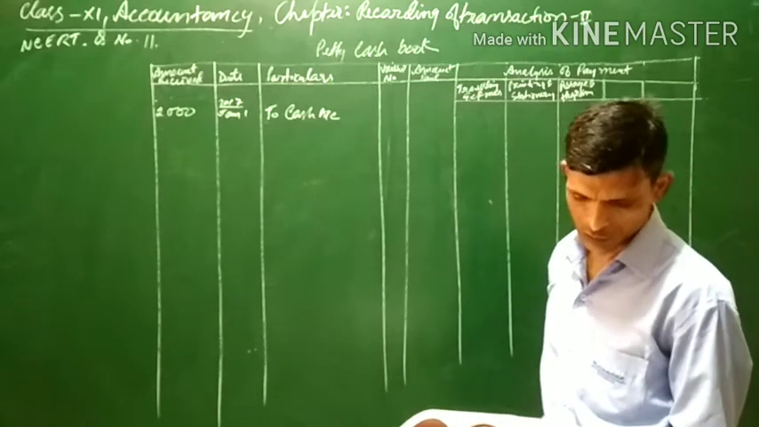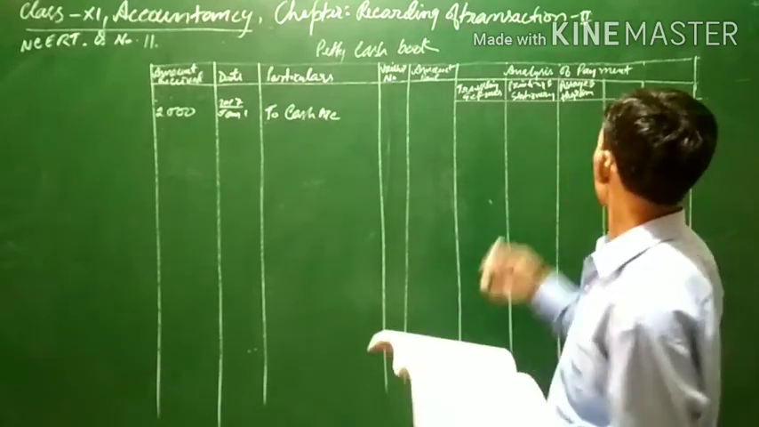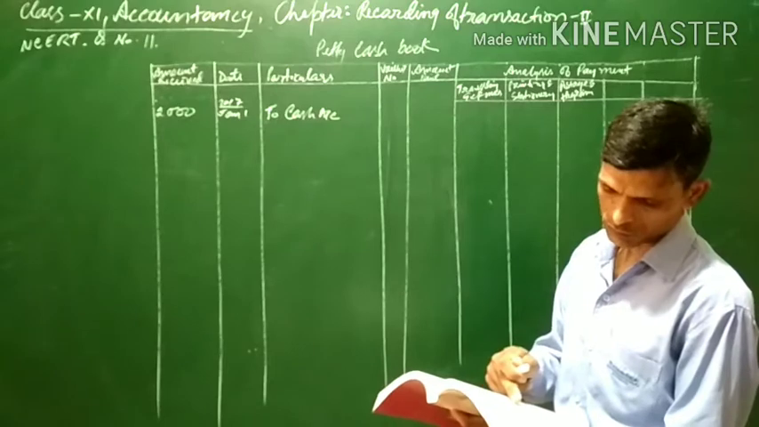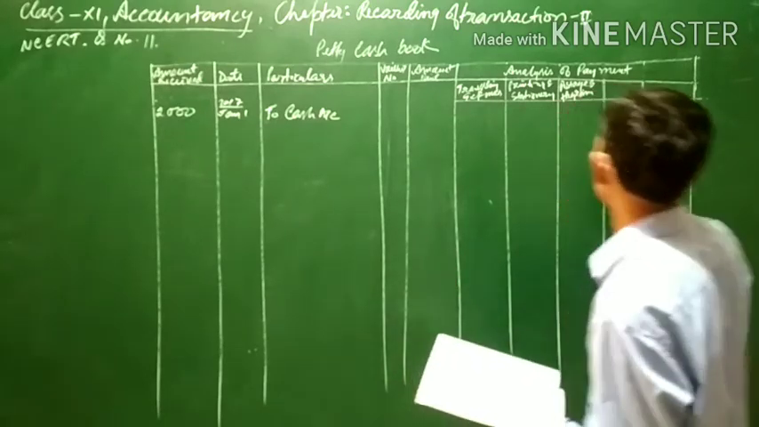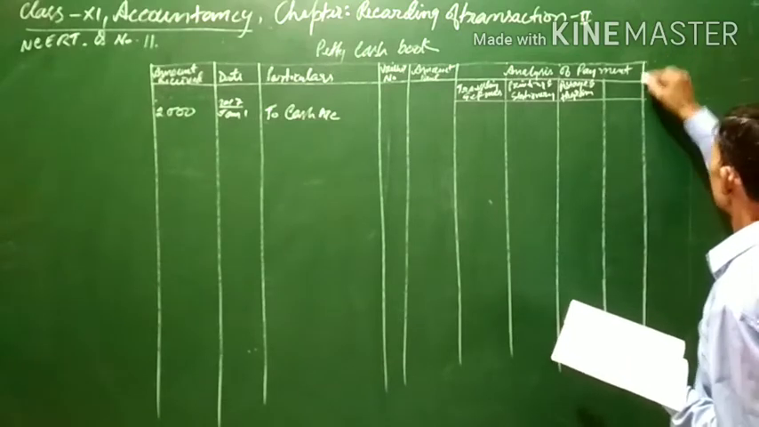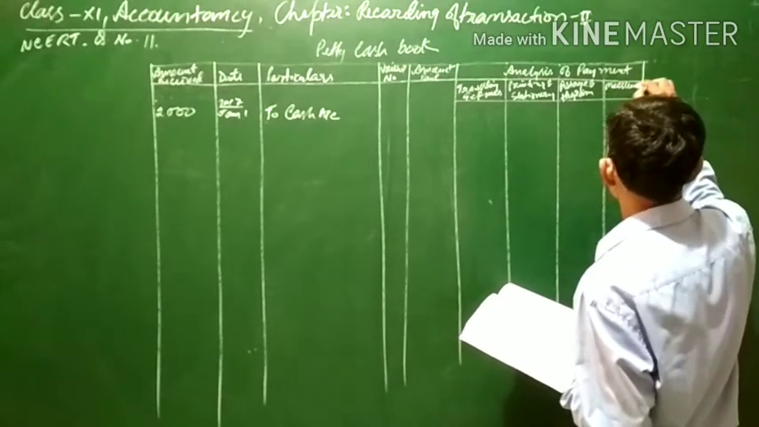Again, there is postage and telegram. 3 columns we have already added. Let us write only 3 columns and 1 column for miscellaneous. Here miscellaneous expenses will be there.